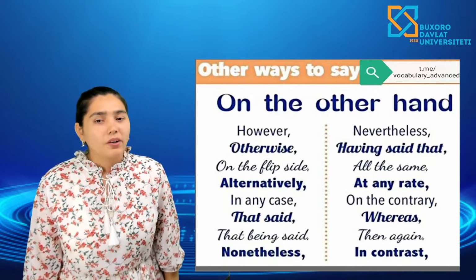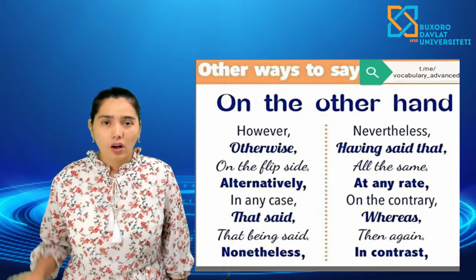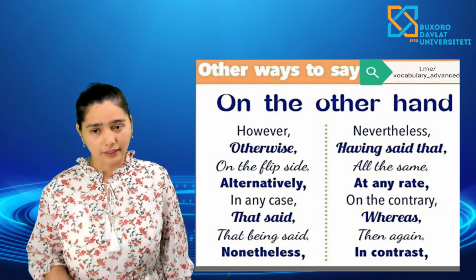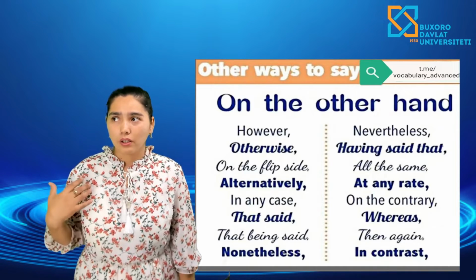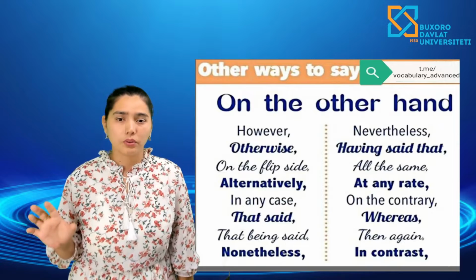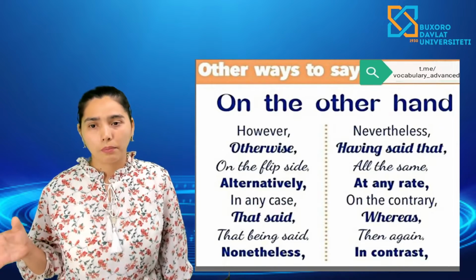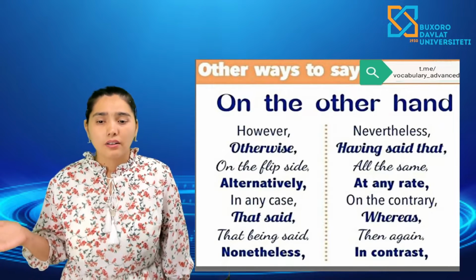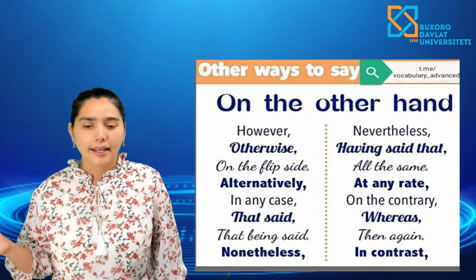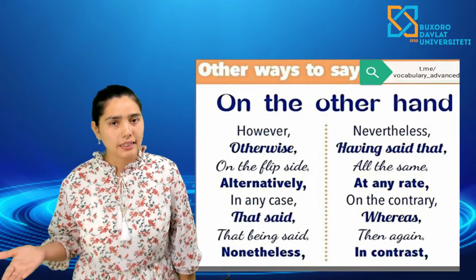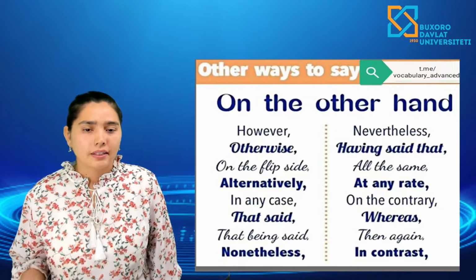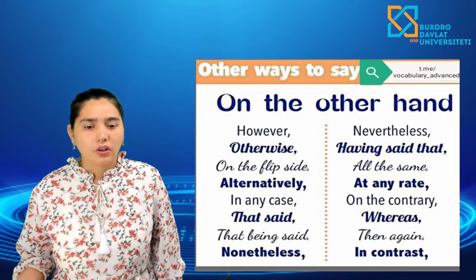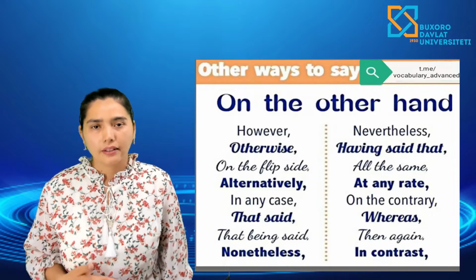Other ways to say on the other hand. For example, the contrast linking word on the other hand has several synonyms. If I want to replace on the other hand in my topic or context, I can use however, otherwise, on the flip side, alternatively, in any case, that said, that being said, nonetheless, nevertheless, having said that, all the same, at any rate, on the contrary, whereas, then again, and in contrast.